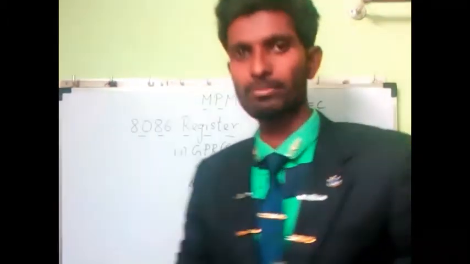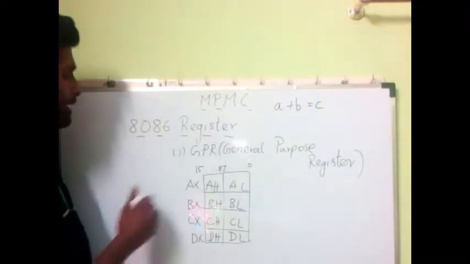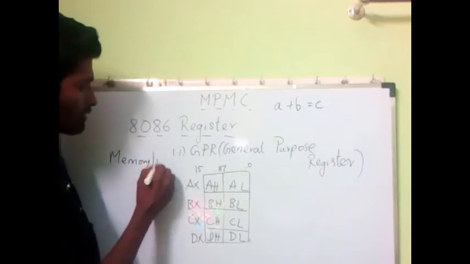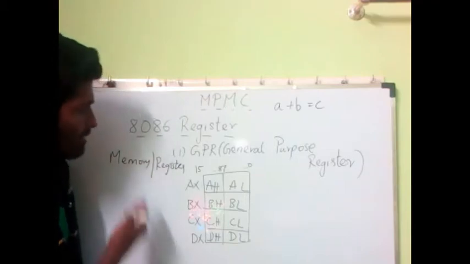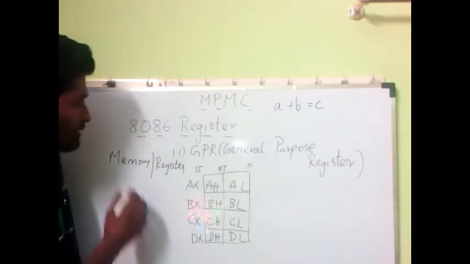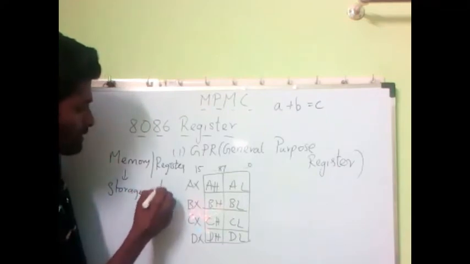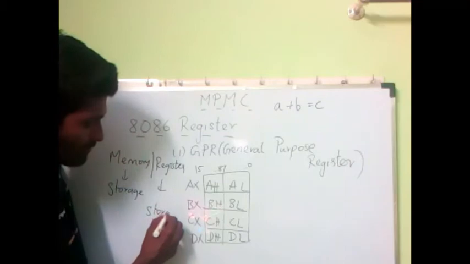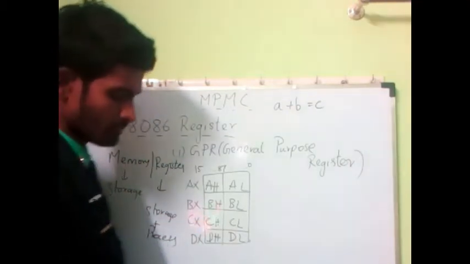Before that I want to tell you something. Let's just listen carefully. I told you about the two terms, memory as well as register. Memory means a simple storage, right? Memory is a storage, but register is an important thing: it is storage, and also processes. Is it right?